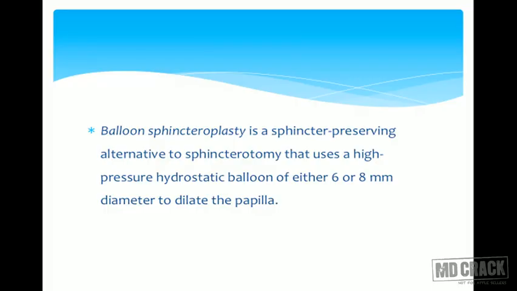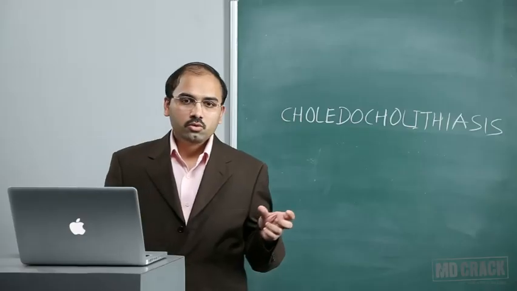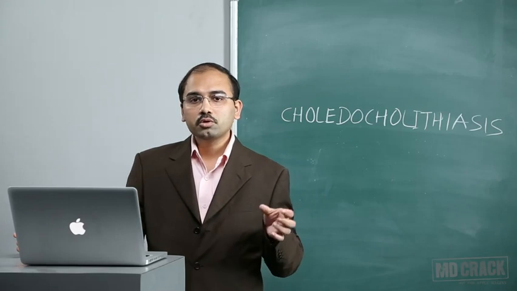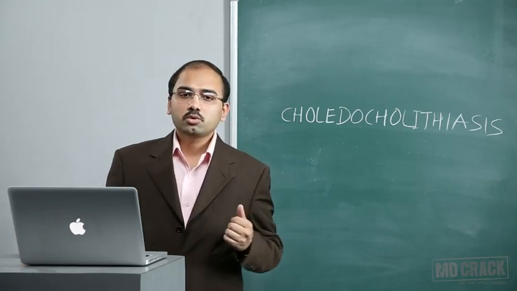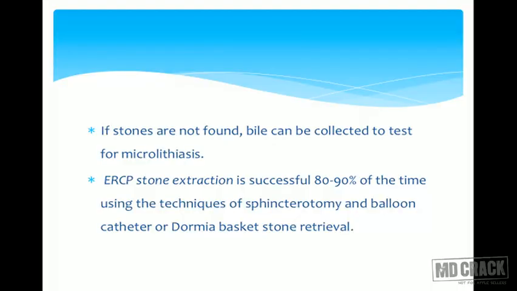Balloon sphincteroplasty is a sphincter-preserving alternative to sphincterotomy that uses a high-pressure hydrostatic balloon of either 6 or 8 mm diameter to dilate the papilla. So apart from the sphincterotome, we have balloon sphincteroplasty. Here you dilate the sphincter and get the stones extracted. If the stones are not found, bile can be collected for microlithiasis.